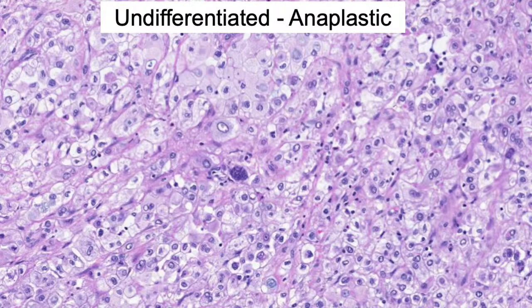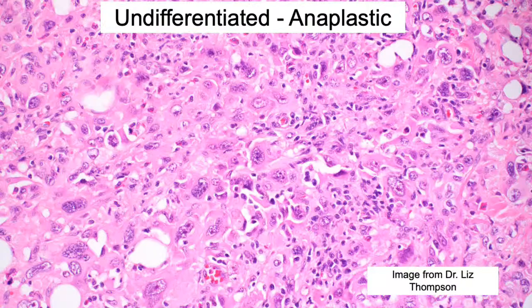Here's one I think that would be classified more as anaplastic, where you have a fair bit of pleomorphism and some scattered really bizarre giant cells. Here's another example of an anaplastic carcinoma. This one was from my colleague, Dr. Liz Thompson. Again, more epithelioid, but these really kind of bizarre giant nuclei scattered throughout. So this is an anaplastic undifferentiated carcinoma.